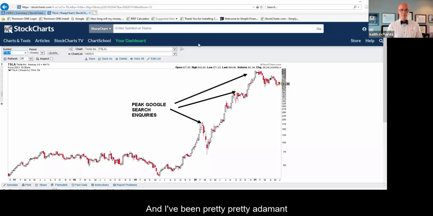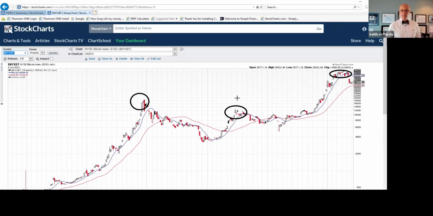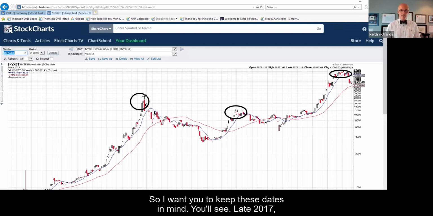Okay, so now let's look at Bitcoin, which is another one of my favorite whipping boys, and I've been pretty adamant that Bitcoin is pretty goofy. I think it's a sign of speculation in this market. So we're going to look at the history. So I want you to keep these dates in mind.